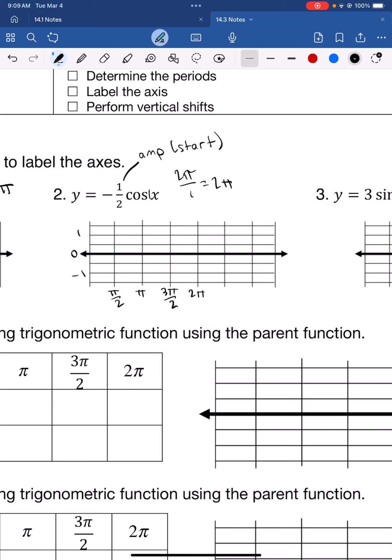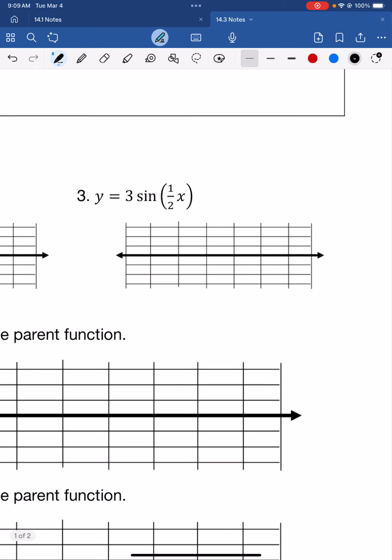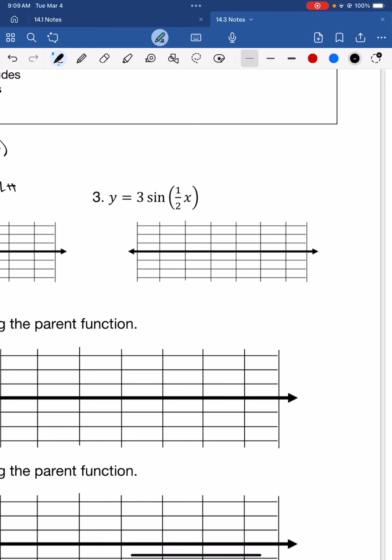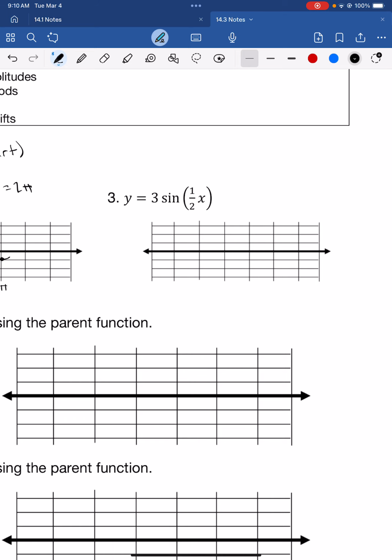So again, cosine doesn't start at 0. It's going to start at whatever our amplitude is. So in this case, it's going to start up here at 1/2. You're going to go to the middle, the midline. You're going to go to -1/2, back to the midline, and then finish back where you started. And that'll be one full period. So this will kind of look something like that, and that's how we would graph that. We'll talk a little bit more about changing periods on the back.